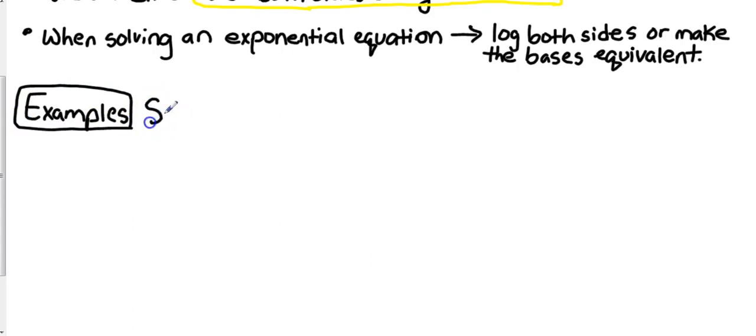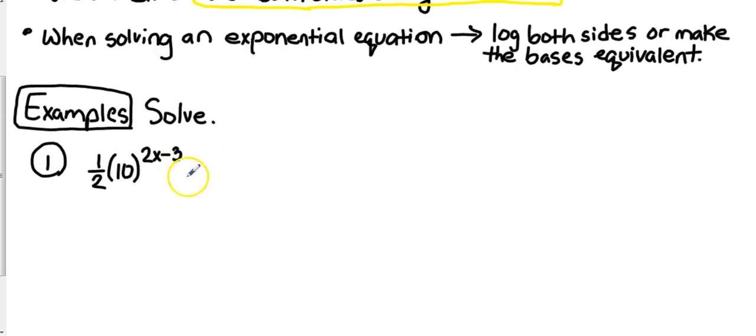The directions are very simple. Solve. Number 1 says 1/2 times 10 to the 2x minus 3 plus 4 equals 21.